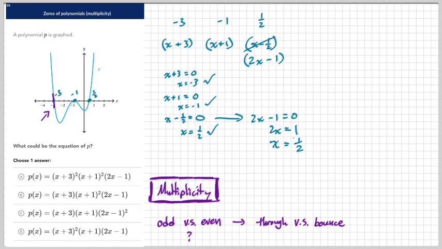You see this spot right here? You see this x-intercept? Would you say that that line is going through or it's bouncing? It's going through, okay? What about this one right here? Is that one going through or is it bouncing? It is bouncing, okay? And then we have our last one. Is that one going through or is it bouncing? It's going through. Okay, so we know which ones are bouncing, which ones are going through.